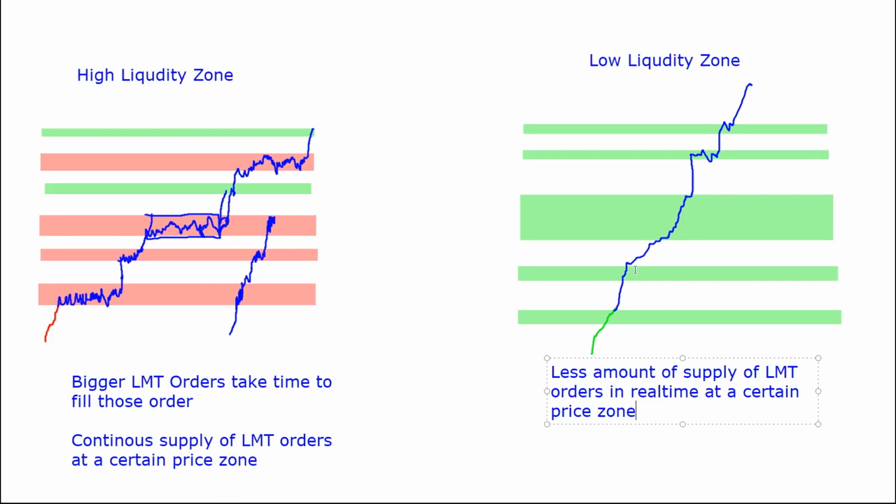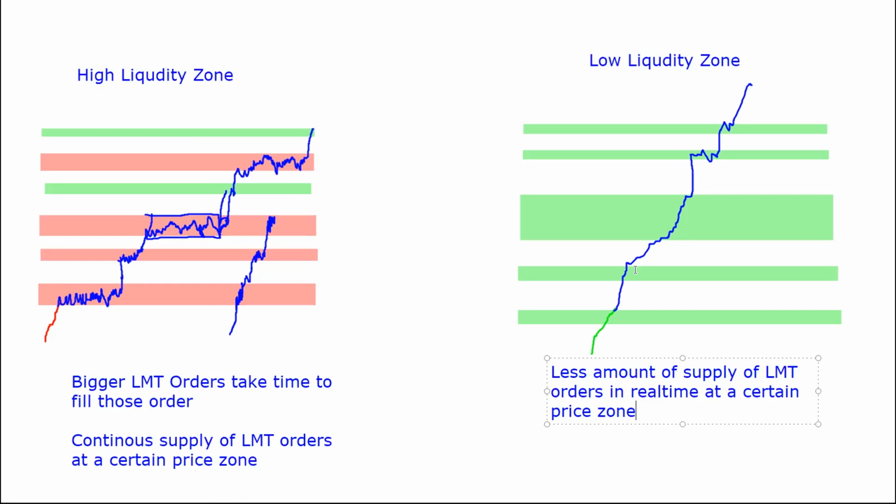Again, the supply is available at a higher level, but a very small amount of volume is sitting there in the form of limit orders. It's easy to bypass because there is no continuous supply of limit orders in real time at a certain price zone. That is why price is able to travel faster. And I guess this is a pretty good example to understand what liquidity is all about, right?